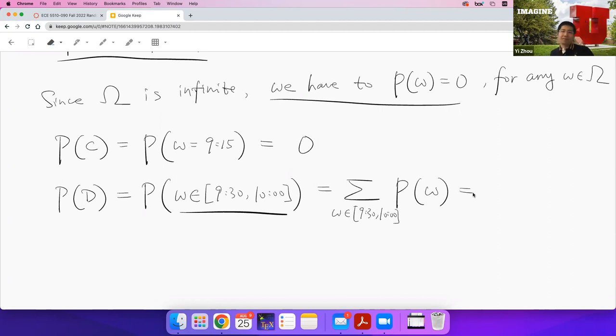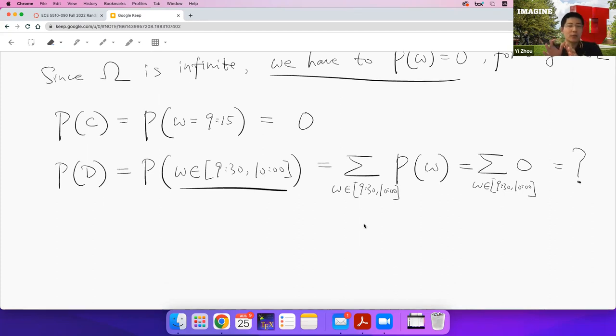But the challenge here is that, on one hand, we know each P(omega) is zero, right? It is derived here. On the other hand, this summation is not well defined, because each P(omega) is zero, but we are summing up over infinitely many possible outcomes between 9:30 and 10, because it's a continuous interval. So we are summing up zero over infinitely many possible outcomes. It is not clear from this definition how to assign the probability to this event D.